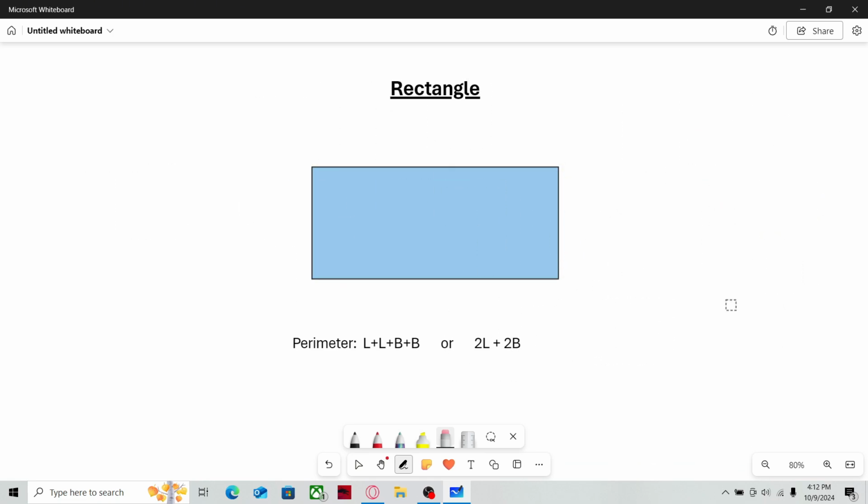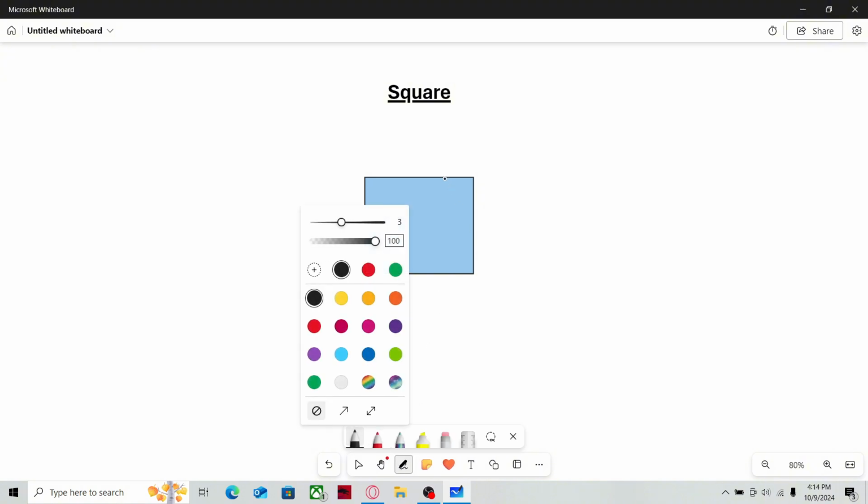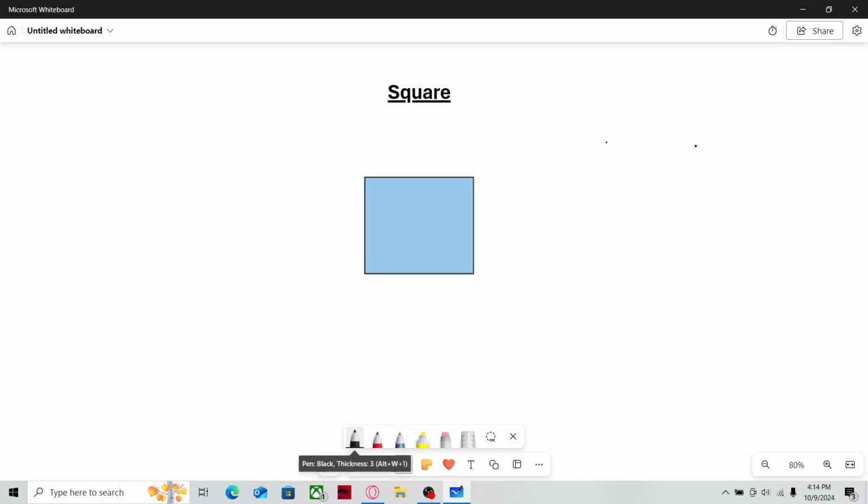Right? Hope you all understood how to find a rectangle's perimeter. Moving on to square. How do you find the perimeter of a square? Before that, you all need to know what is a square, right? So square basically means what? It's a shape in which all sides are equal.